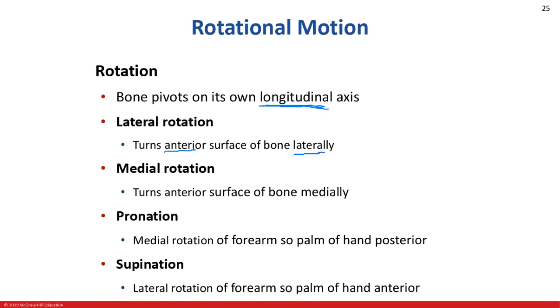The opposite is going to be medial rotation. Elbows bent again, and then I'm going to immediately rotate. I'm going to turn my fists in. That's going to make that anterior surface, my biceps muscle on the front of the humerus, turn in. That's going to be medial rotation.